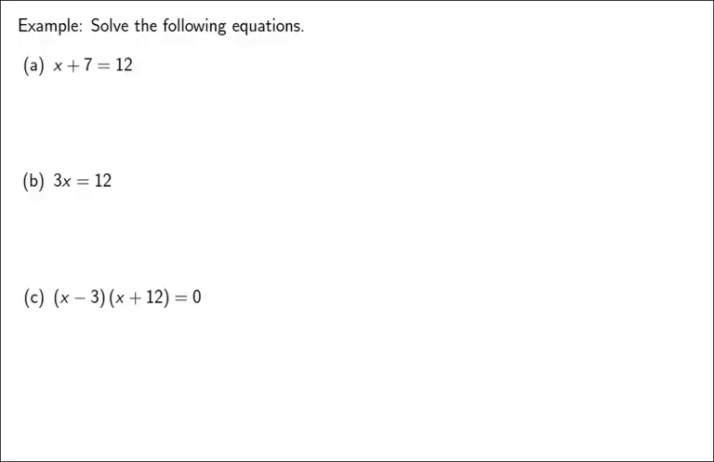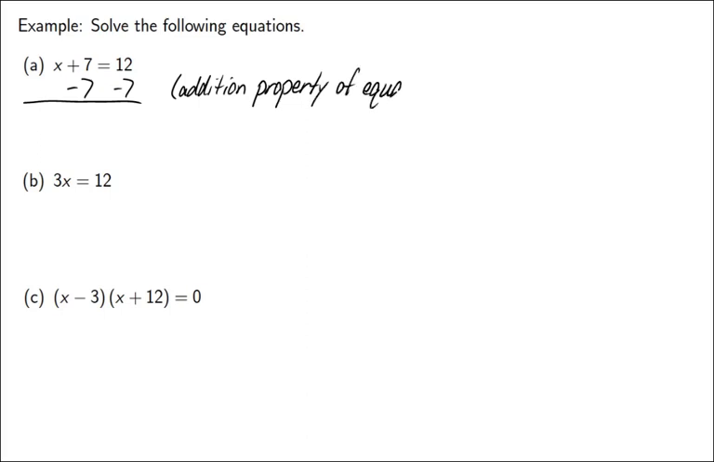Let's solve these equations. Now, first off, you guys look straight at this equation and you immediately know what to do. You just subtract 7 from both sides. But why? Why do you subtract 7 from both sides? This is because of this addition property of equality. So this addition property of equality is what allows us to add or subtract a value from both sides. It keeps everything balanced. So anyway, we get x equals 5.